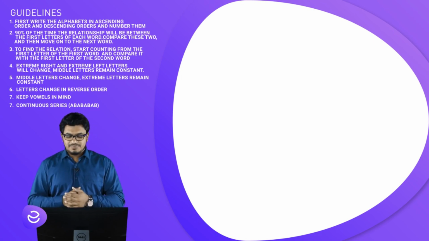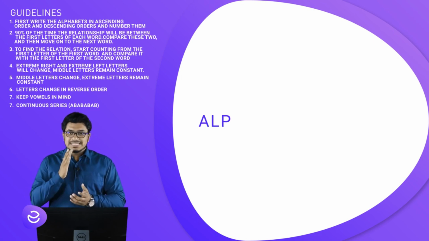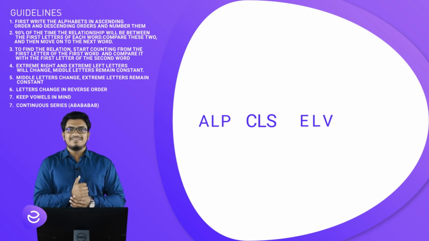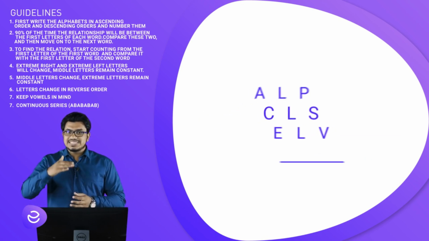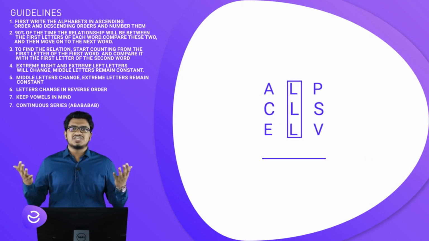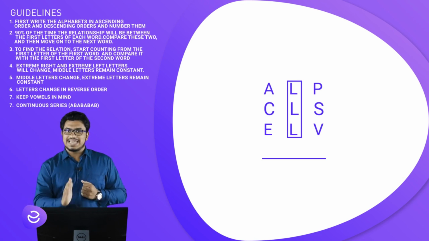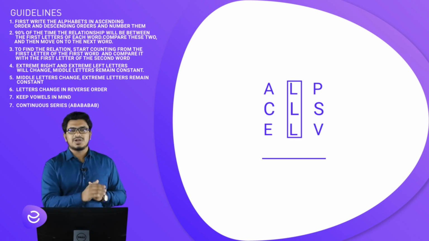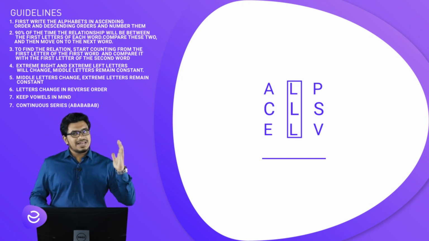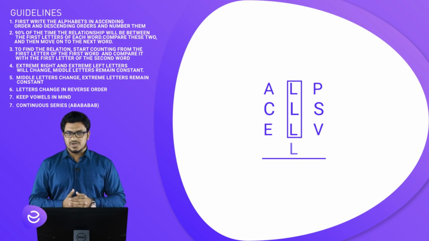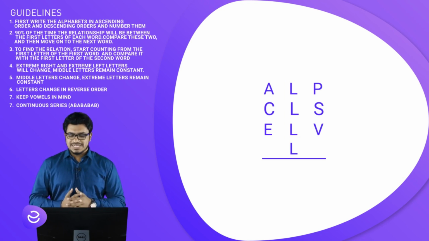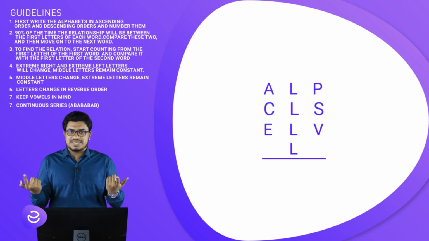I will give you an example: ALP, CLS, ELV, dash. Here you can see that the middle letter L does not change at all. L is L in the first word, L is L in the second word, L is L in the third word. So, obviously L remains constant in the fourth word also. So, L is the middle letter. So, you only have to find 2 letters, right.